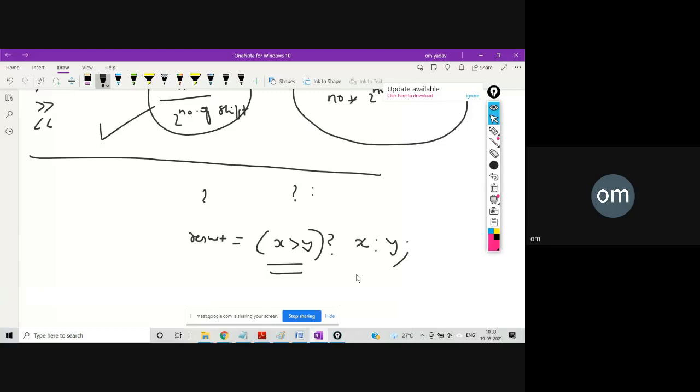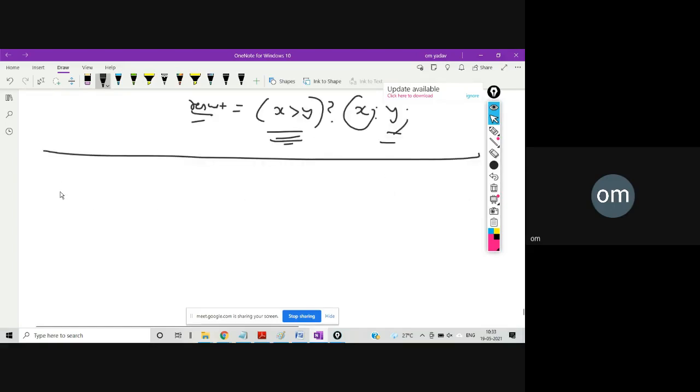Okay. So in this case, it will check if x is greater than y. If this condition is true, then this part will be evaluated. If this is false, then the second part will be evaluated. Now we are simply putting the values of x and y. So if this condition is true, the x value will be copied to result. If this is false, then y will get assigned to result. So this is how this conditional operator works, right?